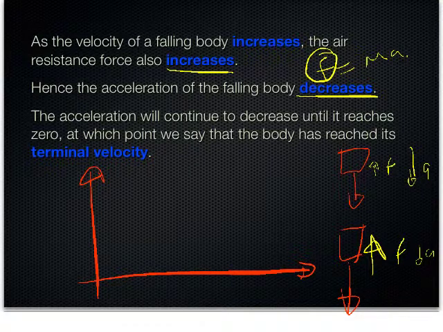The resultant force, in other words, the difference between your weight and the friction, which is increasing. That one increases as you go faster, meaning that they're almost balancing out. The acceleration will continue to decrease until it reaches 0, at which point we say that the body has reached terminal velocity.